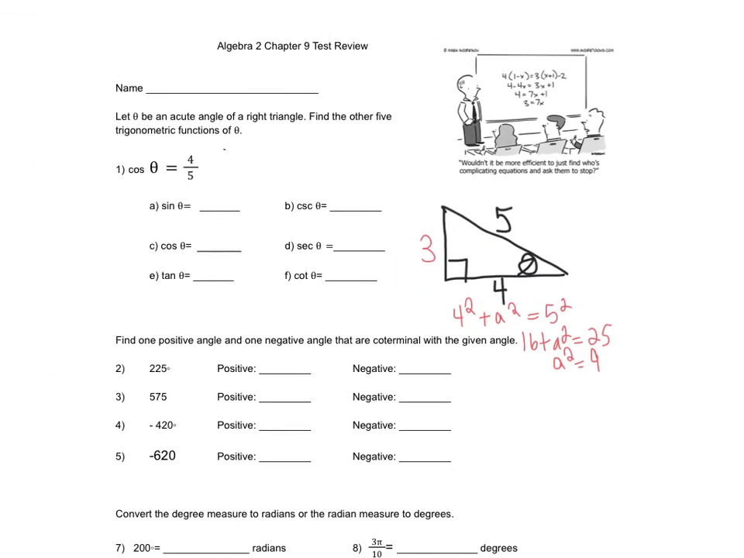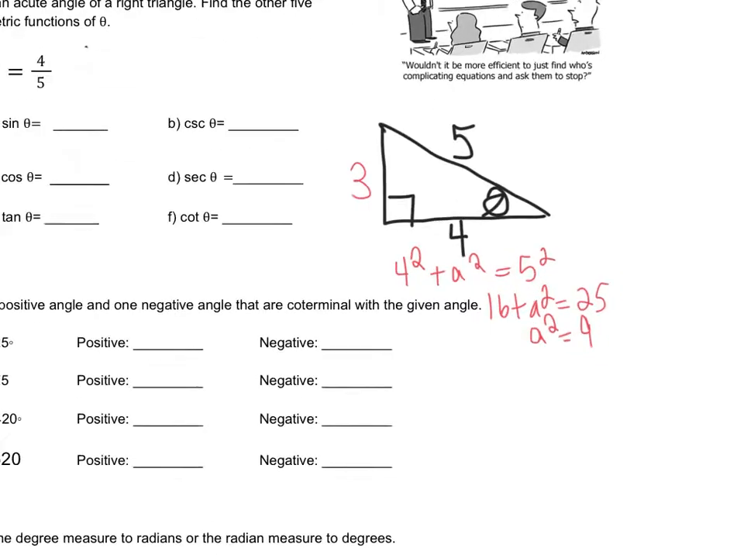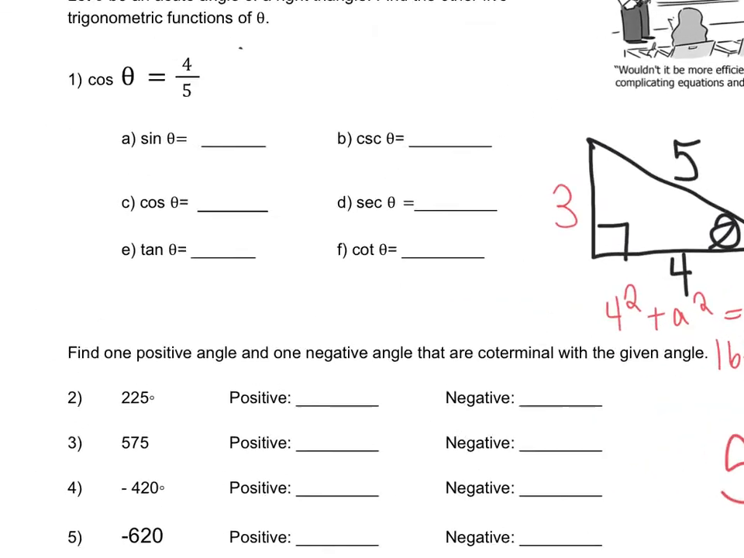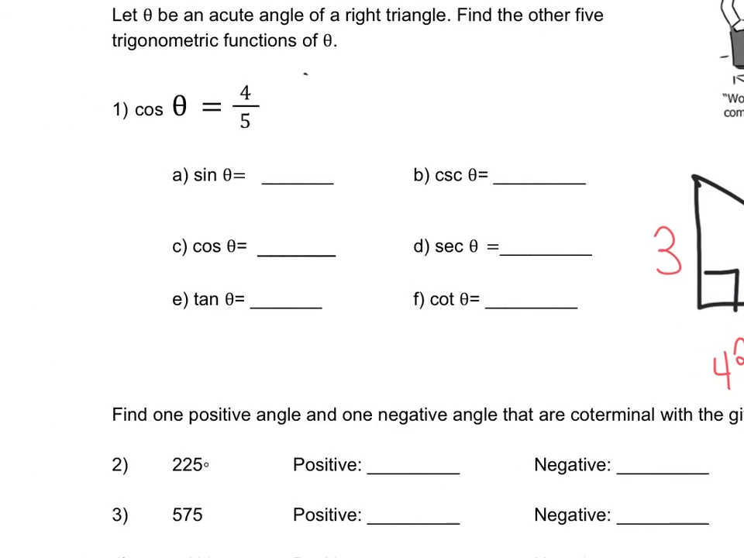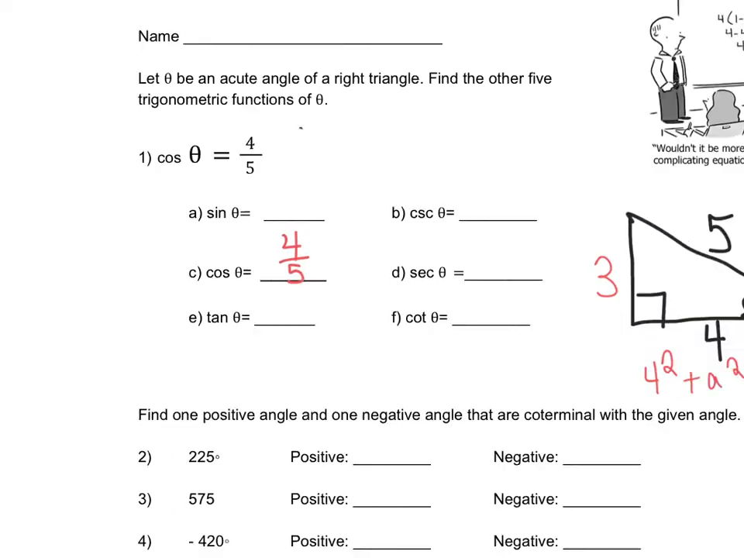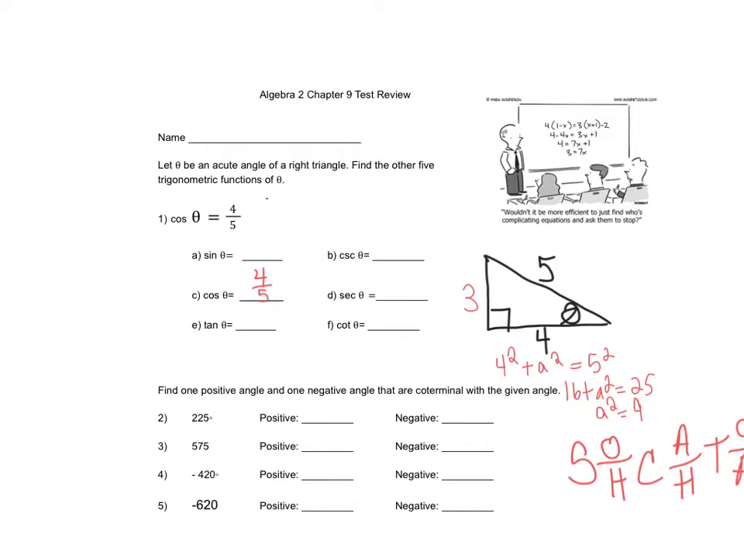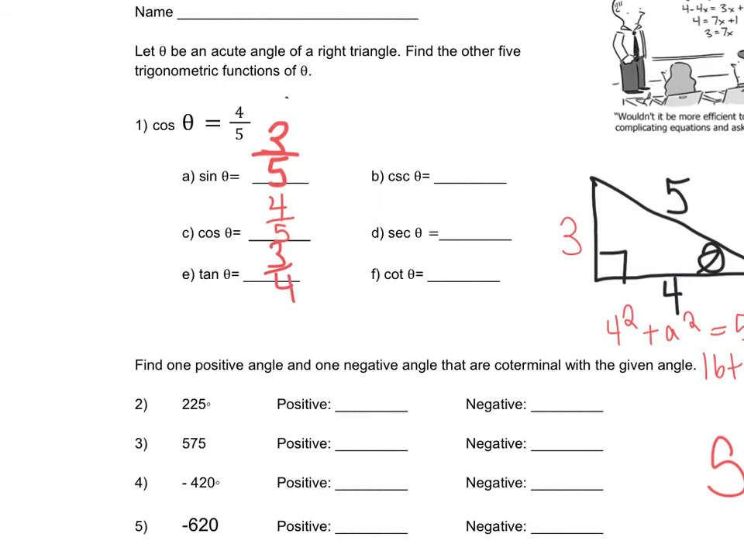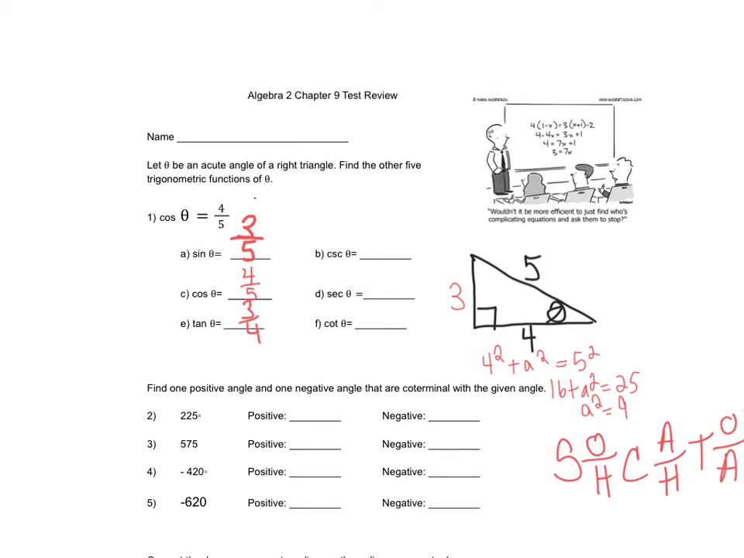So now I know all of the sides of my triangle, and I can go ahead and use my trig. I can use that sine is opposite over hypotenuse, cosine is adjacent over hypotenuse, and tangent is opposite over adjacent to fill out the rest of these. Okay, well, I already know that my cosine is 4 over 5, because that's given to me. Sine of angle theta is opposite over hypotenuse, which is going to be opposite is 3, hypotenuse is 5, and then the tangent of theta is opposite over adjacent, which is going to be 3 over 4.